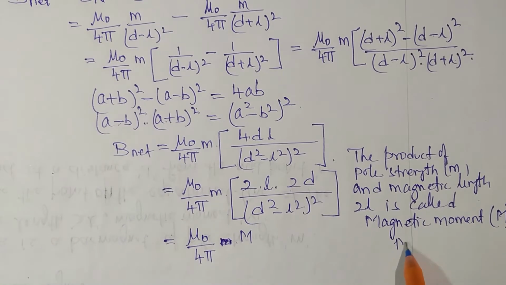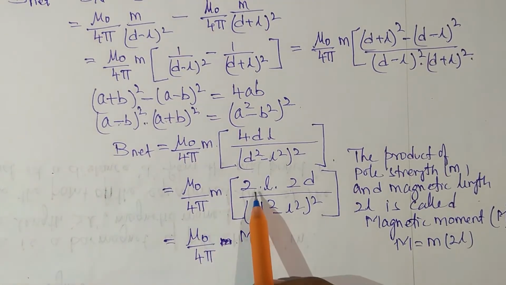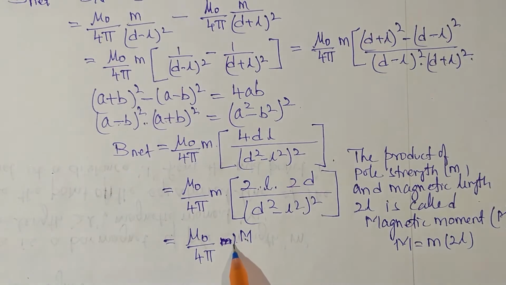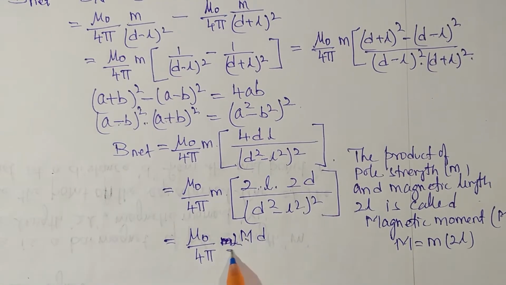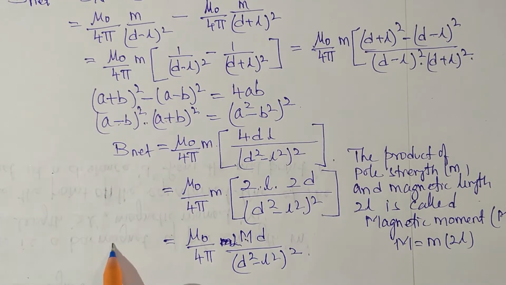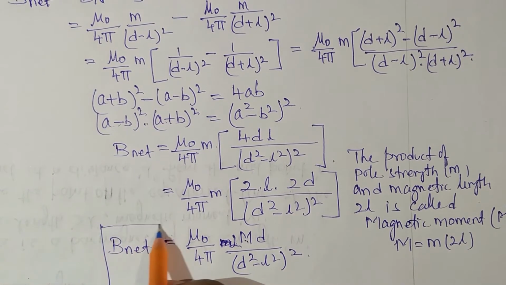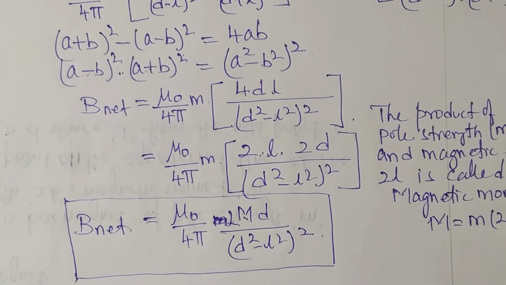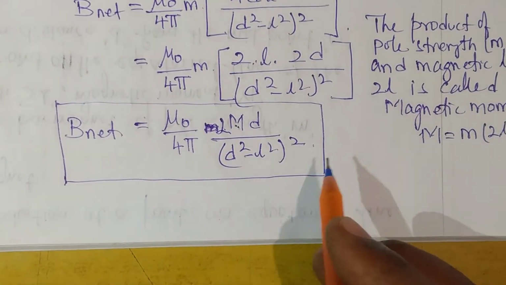So magnetic moment is equal to what? Pole strength into length of the magnet. So pole strength into length of the magnet, I will write it as m into 2L. So I will write this as 2Md by (d square minus L square) whole square. So this is the net magnetic induction at a point on the axial line of a bar magnet.